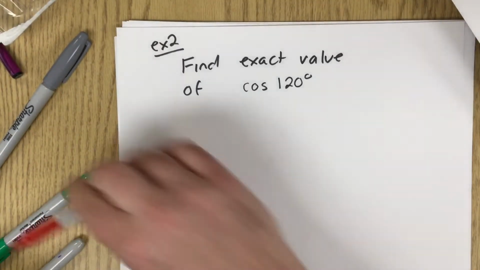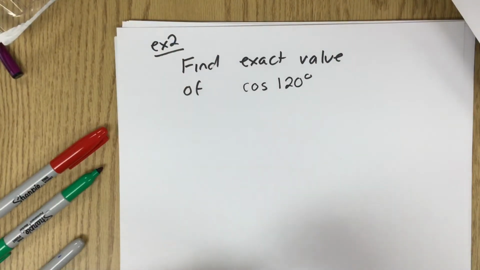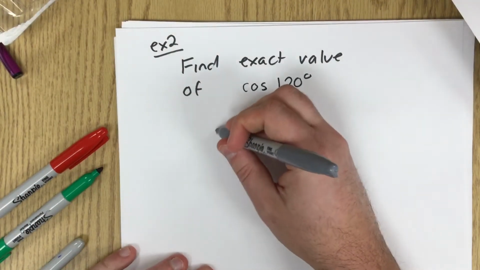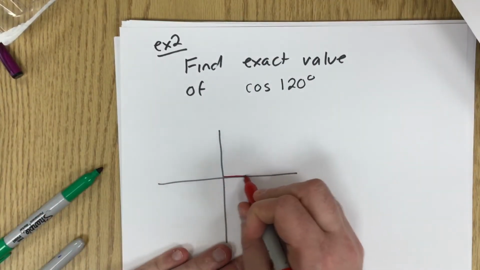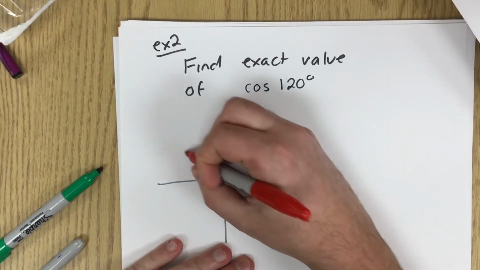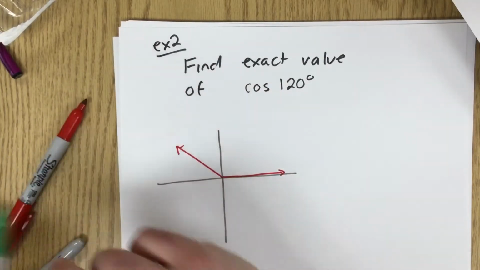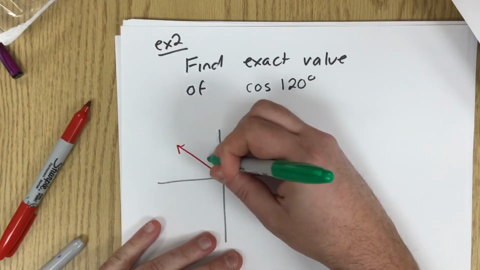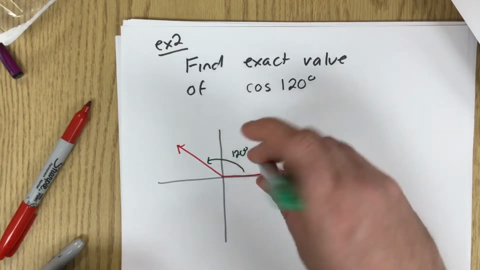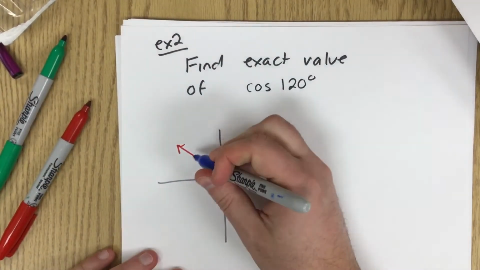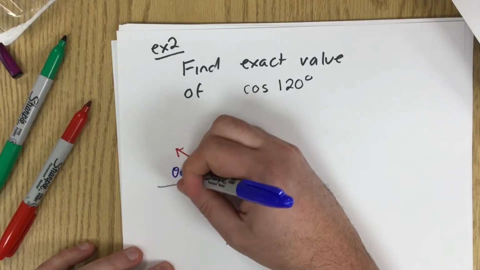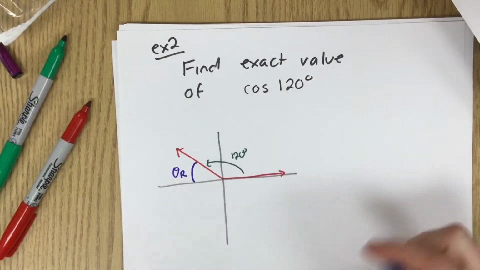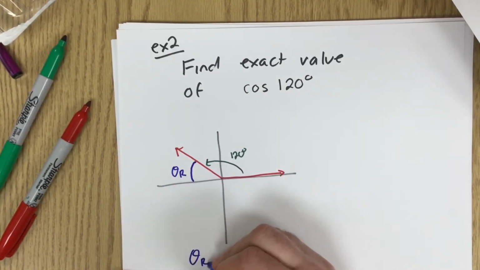Find the exact value of the cosine of 120. So 120 is in the second quadrant. This angle over here is 120 degrees. We need to find the related acute angle, and the related acute angle here is 60 degrees. It's going to be 180 minus that. I'll write it out.